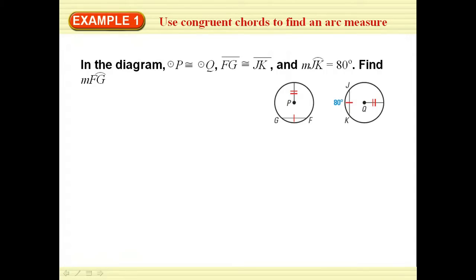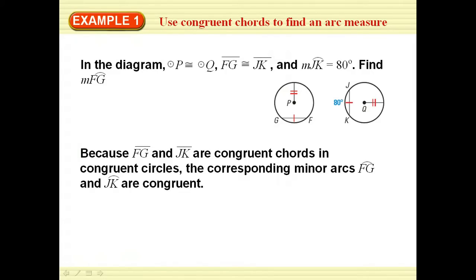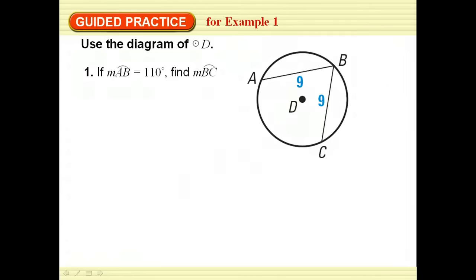So in this diagram, I've got circle P congruent to circle Q. You can notice the radii are marked to be congruent. It says that arc FG is congruent to arc JK, and the measurement of JK is 80, so find the measurement of FG. Well, we just looked at a theorem that said that if the two chords are congruent, the minor arcs are congruent, and therefore it's equal to 80 degrees also.